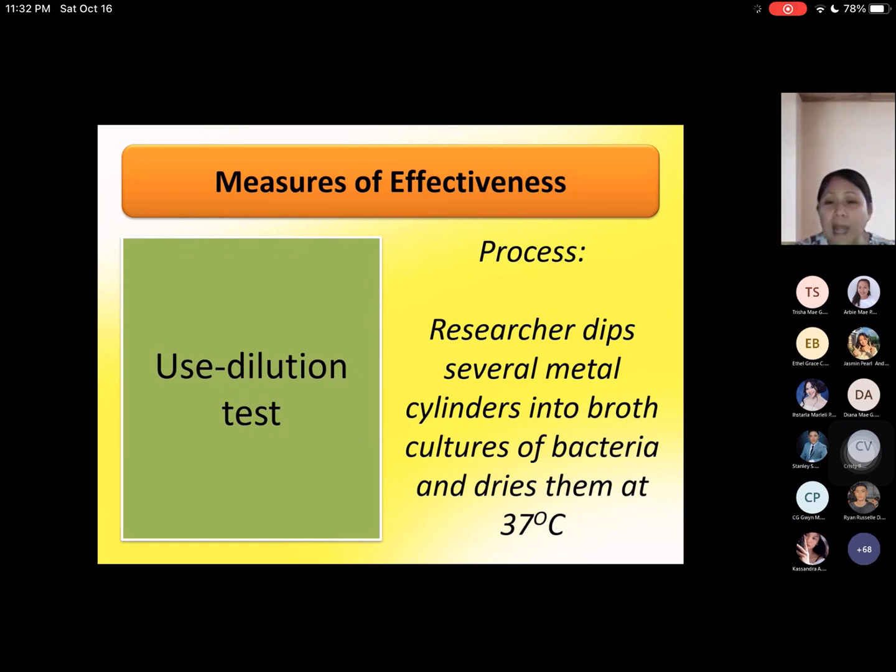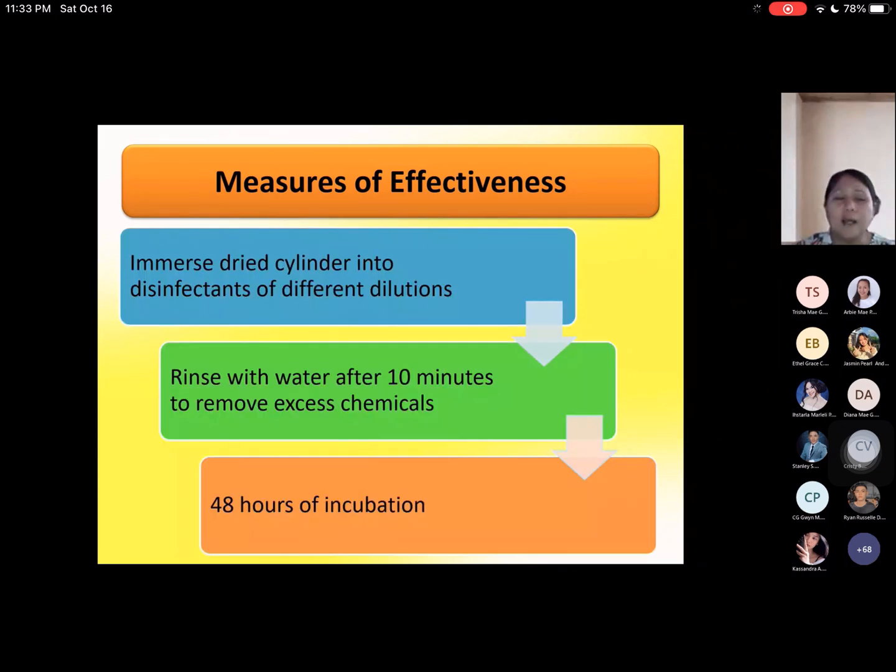For the process of the use dilution test, the researcher dips several metal cylinders into broth cultures of bacteria and dries them at 37 degrees Celsius. So this is the step-by-step process. They immerse the dried cylinders into the disinfectant at different dilutions, rinse with water after 10 minutes to remove excess chemicals, and after incubation of 48 hours, they test the effectiveness.